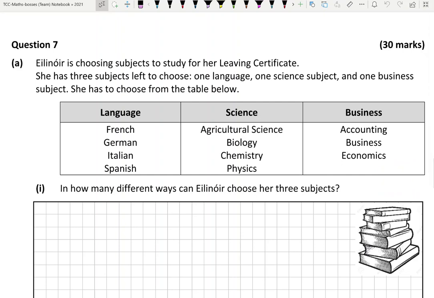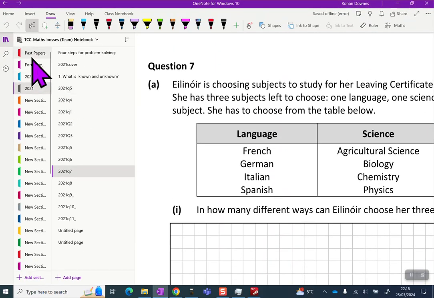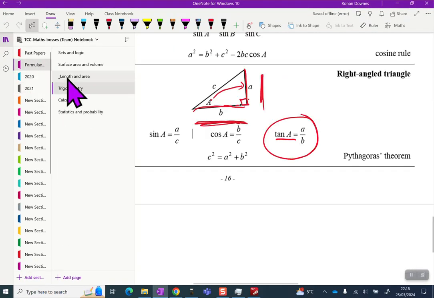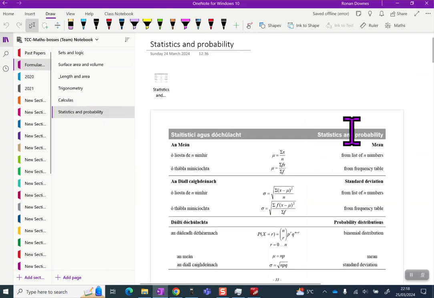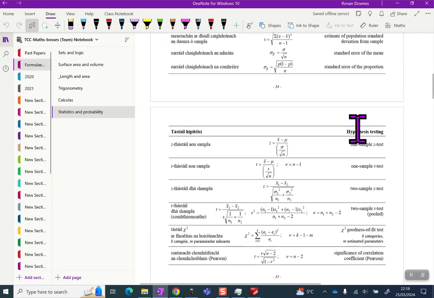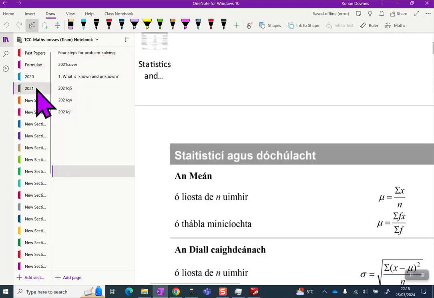Okay, so this is not in the log tables. It's called the fundamental principle of counting, and there is a very large section for statistics in the log tables, but it goes on for several pages. But I can tell you now that you will not find the fundamental principle of counting in here. So we have to know the formula and understand it before we go into the exam.